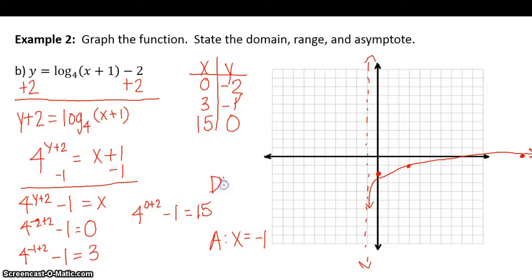Domain, range. Remember, domain is your x values, so since the asymptote says x equals -1, you're going to use those numbers. I'm using the x values to the right of that, so that'll be x is greater than -1. And then your range now for log functions are all real numbers, because we're eventually going to use all the y values.